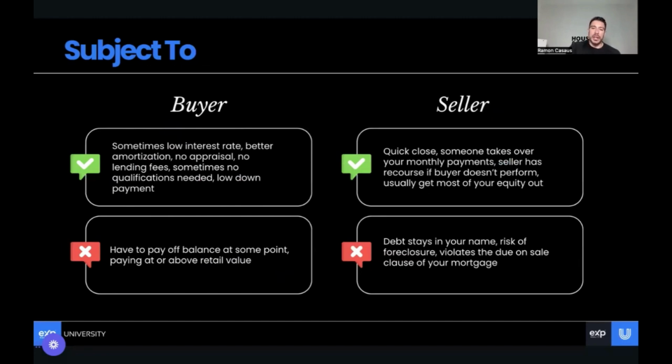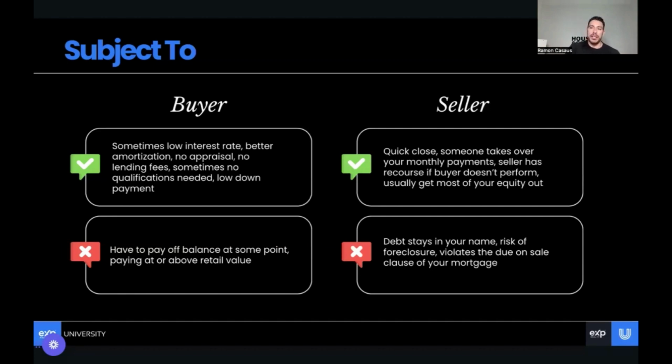So number one, quick close. You can close quickly. That's great for everybody if that's what the deal calls for. Someone takes over your monthly payment. So if you need financial help, if you're stressed out, if you're falling behind on payments, you're a seller, someone's picking up that tab now. Someone's paying that mortgage every month on your behalf, and it gets that burden off of you in terms of that monthly payment.